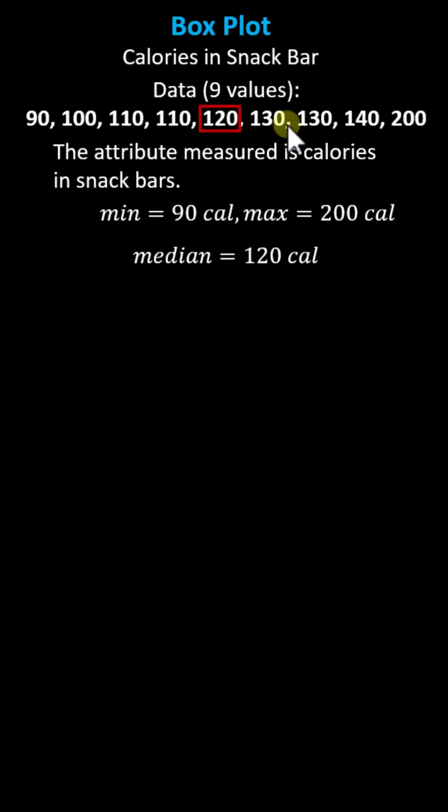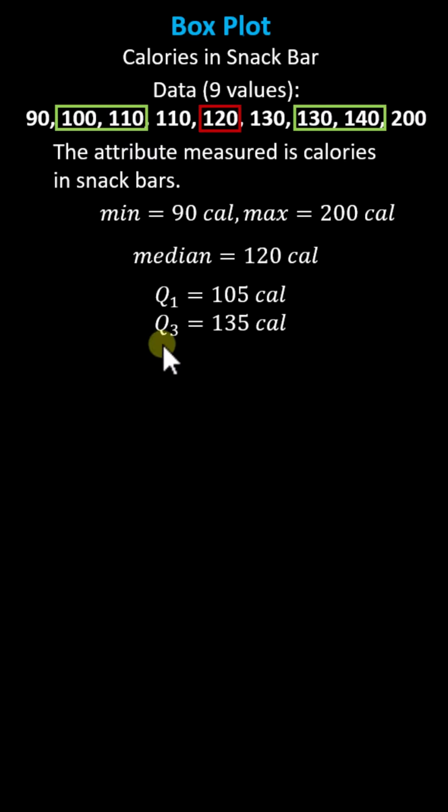Now we determine Q1 and Q3, where Q1 is the median of the lower half of the data, and Q3 is the median of the upper half of the data. Because we have 4 values below and 4 values above, there are 2 middle values for the lower half and 2 middle values for the upper half. To find Q1, we sum 100 and 110 and divide by 2, which is 105. And then to find Q3, we sum 130 and 140 and divide by 2, which is 135.